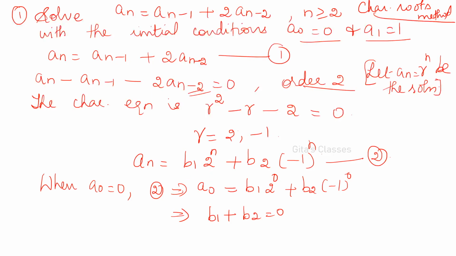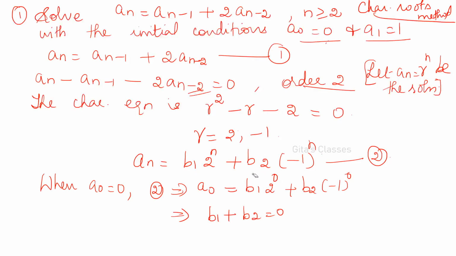So 2 and minus 1, 2 values are there. Therefore, we will have 2 constants b1 and b2. So b1 into 2 to the n plus b2 into minus 1 to the n. You can write b1 into minus 1 to the n plus b2 into 2 to the n also, no problem. But this will be the solution. Actually, here the solution stops. But if the initial conditions are given, then you have to find the constants b1 and b2.